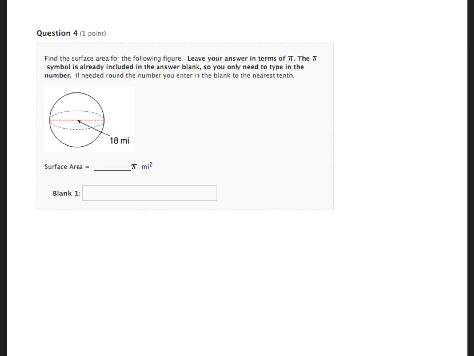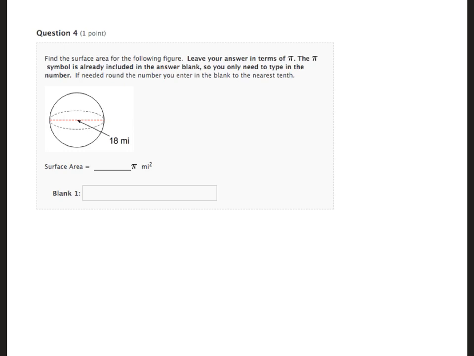Hi everyone, today we are working on your 10-6, 10-7 review, and we're going to do question number 4. Question number 4 says, find the surface area for the following figure. Leave your answer in terms of pi. The pi symbol is already included in the answer blank, so you don't need to type in that number. If needed, round the number you enter in the blank to the nearest tenth.